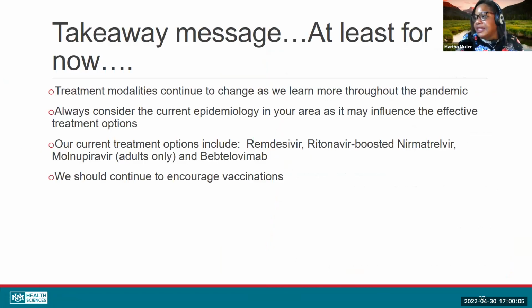So to end things here, the takeaways: the treatment modalities continue to change as we learn more throughout the pandemic. Always consider the current epidemiology in your area as it relates to variants, because it may influence the effective treatment options. Currently, we have Remdesivir, Paxlovid, Molnupiravir, and Bebtelovimab as our treatment options in the way of antivirals and immunomodulatory agents. And we should always continue to encourage vaccination.